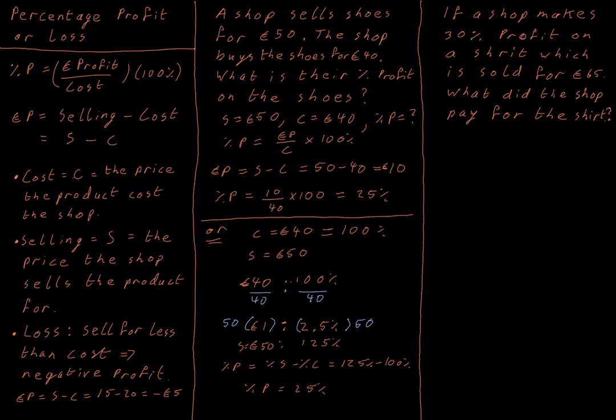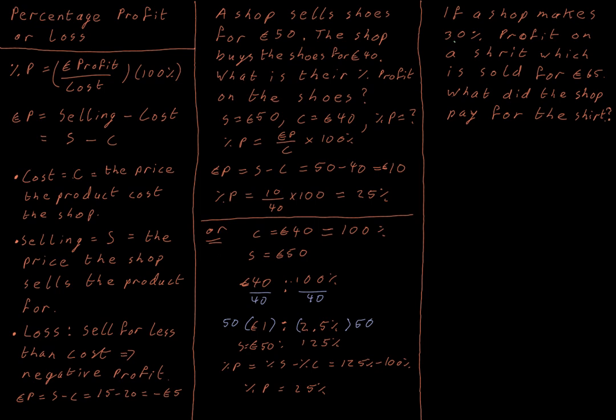Now let's look at another problem here, a more advanced problem. If a shop makes 30% profit on a shirt which is sold for 65 euro, what did the shop pay for the shirt? Again, lots of English, we have to do some translation.